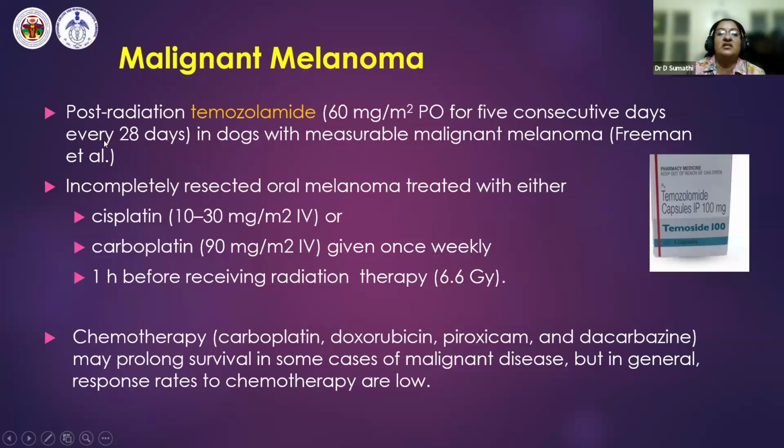In case of malignant melanomas, generally we go with radiation. Post-radiation, you can go with temozolomide, which is used at 60 milligram per meter squared orally for 5 consecutive days. And you have to check them regularly for any remission. If it is an incompletely resected oral melanoma, because these oral melanomas also tend to come into the cutaneous places, you have to go for chemotherapeutic agents like cisplatin or carboplatin, in case they are not properly resected or even if they are going for radiation therapy.